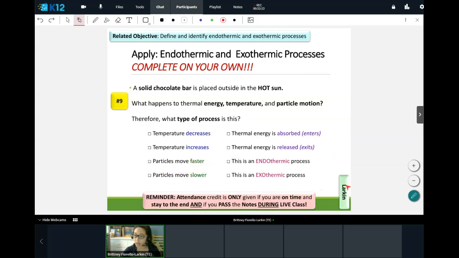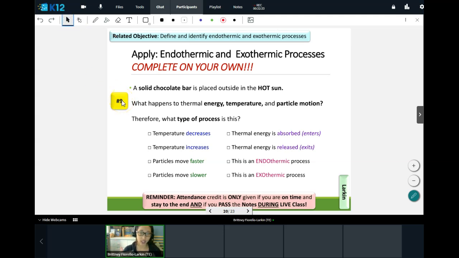Let's go ahead and work on number 9 together. All right, I'm going to help you out with most of these. There's just one part that you need to answer on your own. So a solid chocolate bar is placed outside in this hot sun. Tell me in the chat box, what phase change do you think will happen?